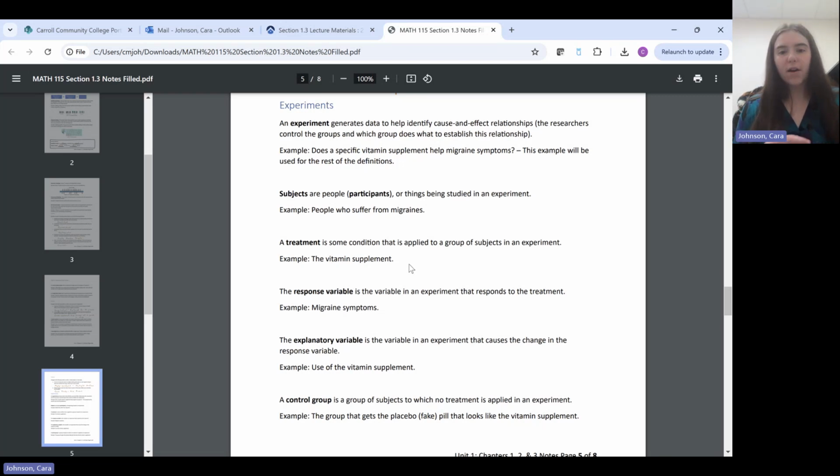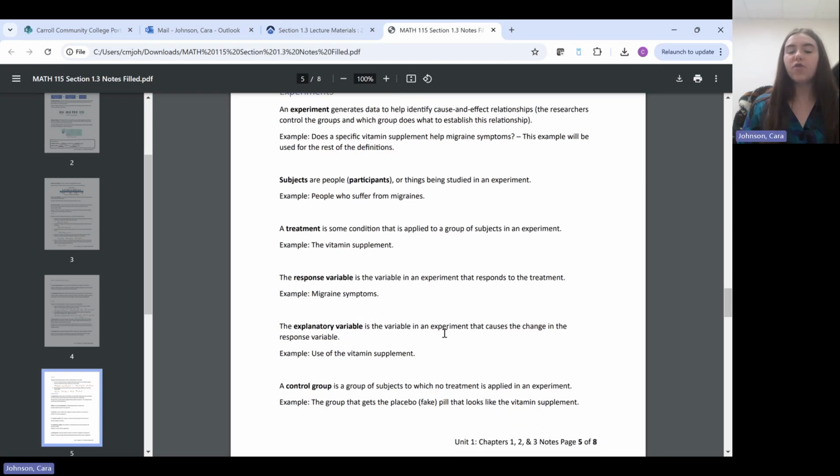And then the response variable, that's the variable that responds to the treatment. And then the explanatory variable is the variable that causes the change in the response variable. So in other words, the use of the vitamin supplement should be causing the migraine symptoms to decrease. So the explanatory variable should be influencing the response variable.